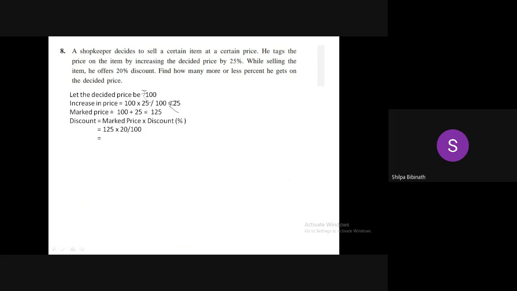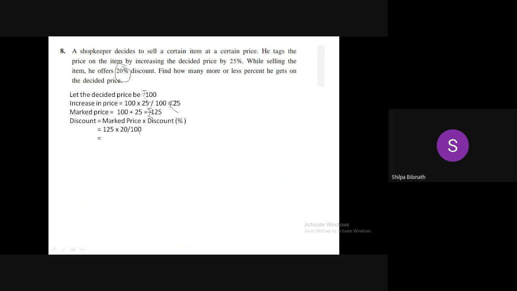Then marked price. Now the new marked price will be how much? Earlier it was 100. Now he's increasing by 25%, that is nothing but 25 rupees. So now the marked price will be 125. On this he is giving a 20% discount. So how will you calculate discount? Marked price into discount percentage. What is the percentage given? 20%. So 125 into 20 upon 100.